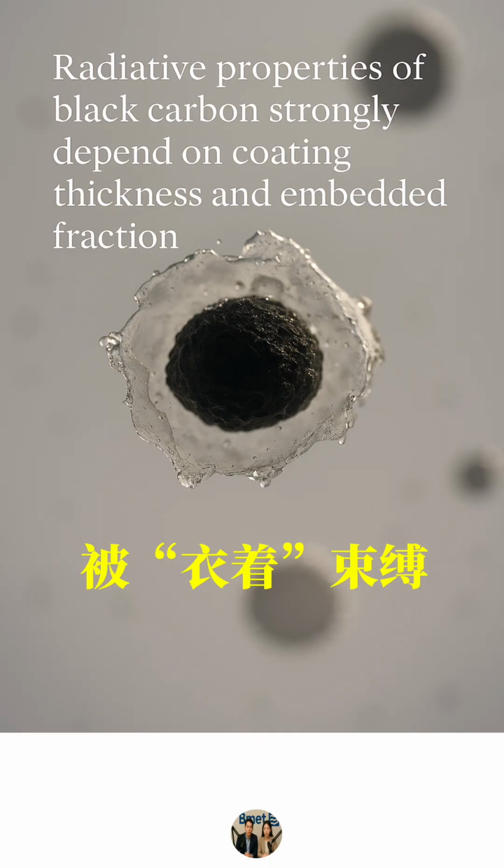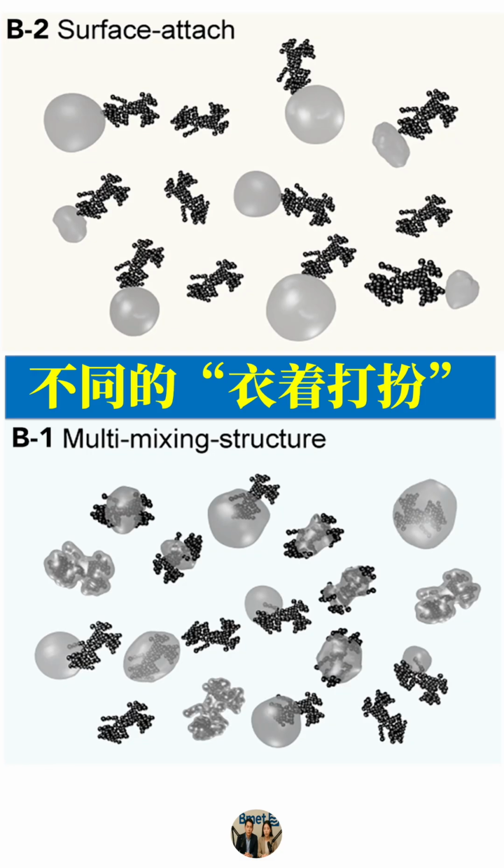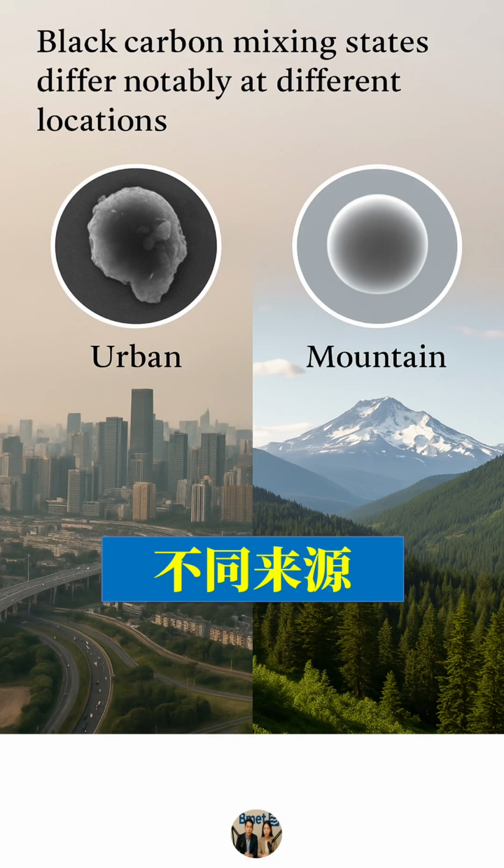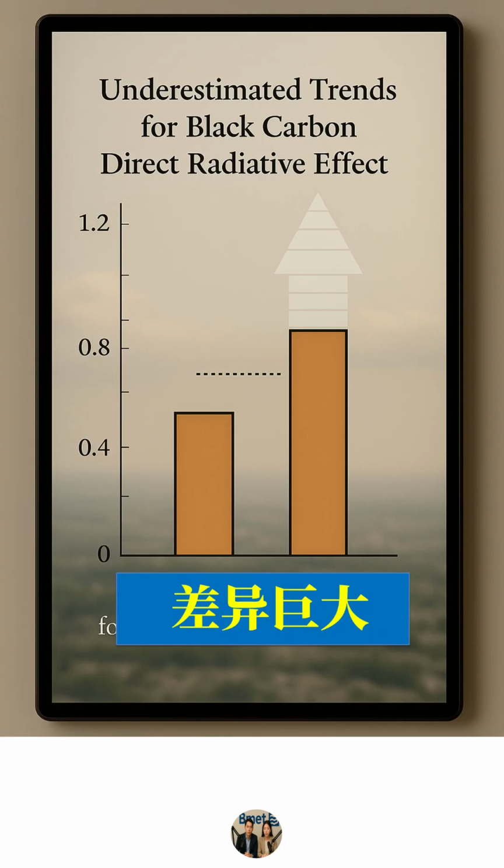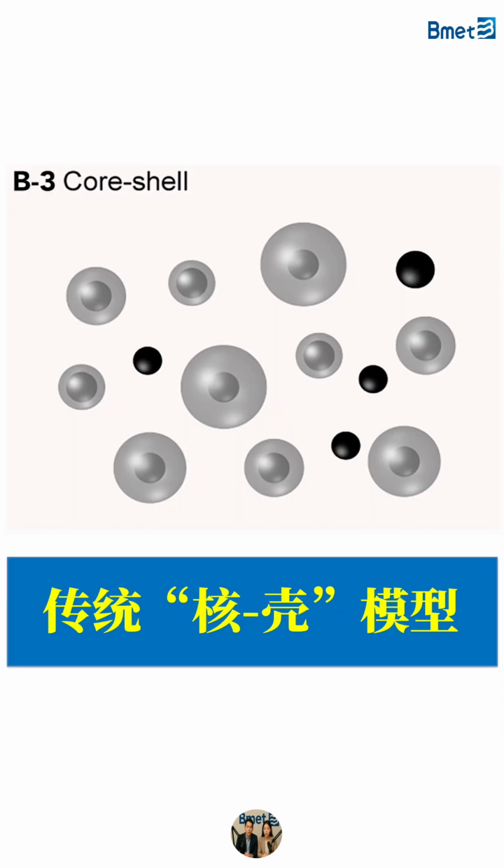It comes down to two factors: coating thickness and the embedded fraction, how much of the BC is buried inside the coating. These depend on emission sources and aging. For instance, BC from industrial smoke ages differently than BC from vehicle exhaust, and those differences can greatly alter its warming effect. Wow, that sounds incredibly complex. It is. But older models simply didn't capture this. They reduced everything to neat averages, ignoring real-world variety. That's why results had major biases.